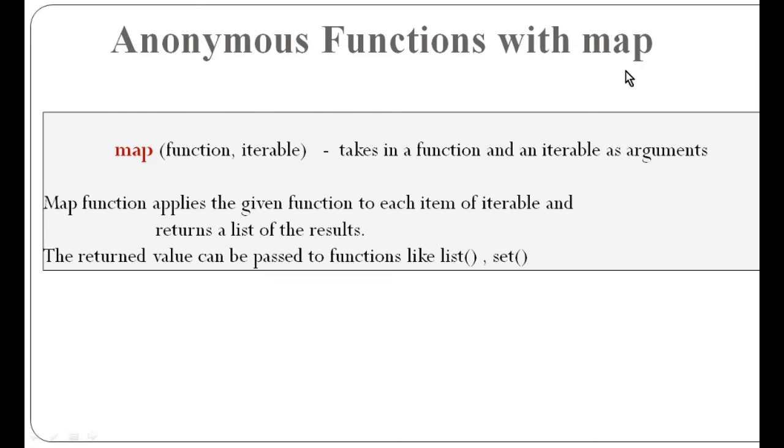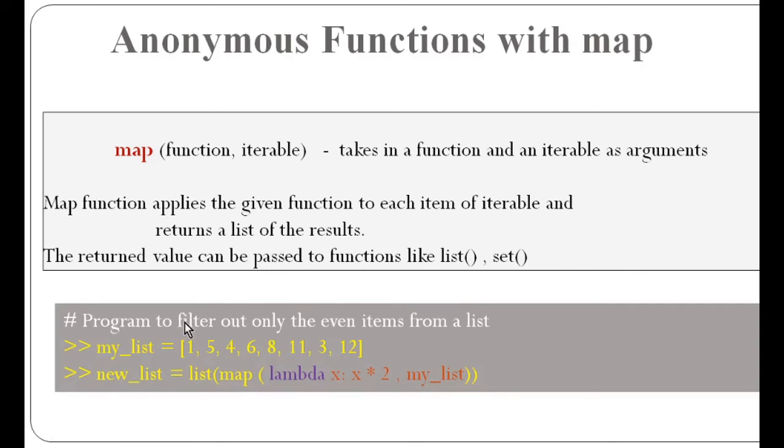You have another function called map. We are trying to combine this map with the anonymous function. Map also takes two arguments, function and iterable. This map function applies a given function to each item of the iterable and returns a list of results. Here also you can pass the values to list or a set.